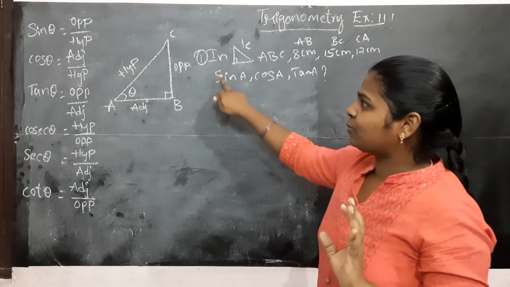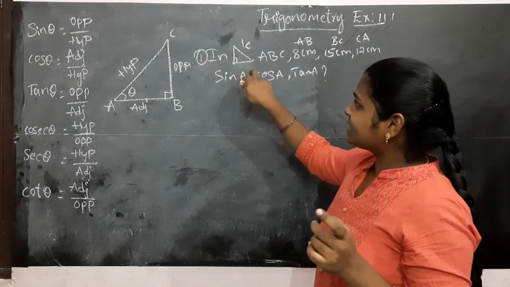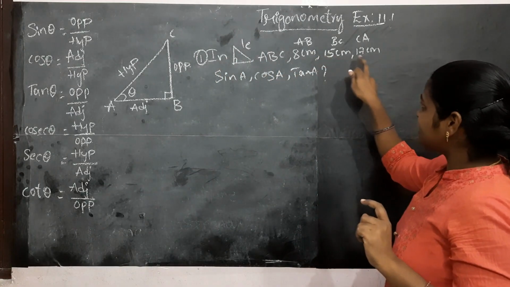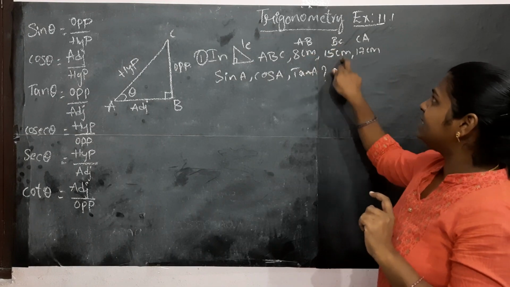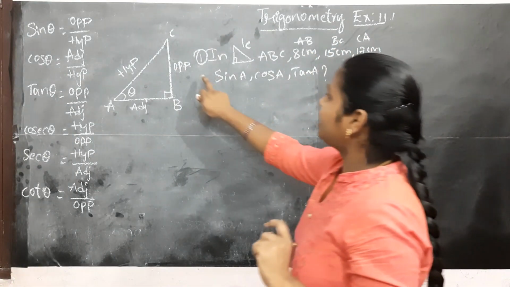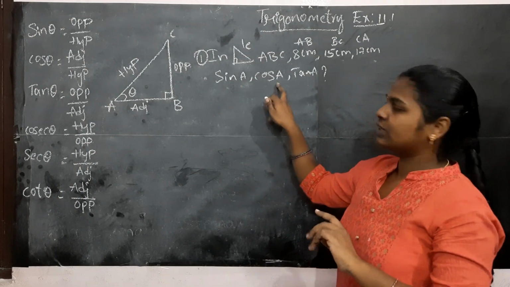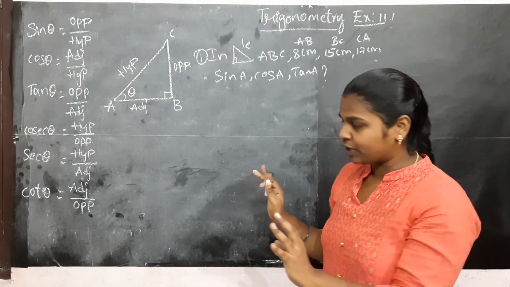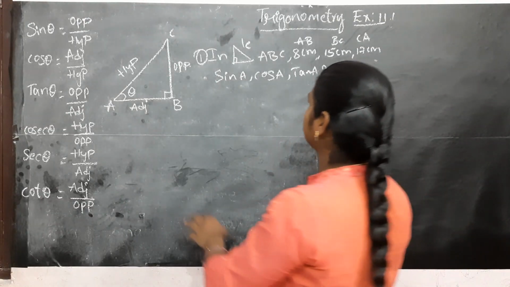So if you look at the problem question, in right angle triangle ABC, they have given the sides 8 centimeters, 15 centimeters, 17 centimeters as AB, BC, CA respectively. And they are asking us to find the sin A, cos A and tan A. This is the very first problem in exercise 11.1. So let's jump into the solution.